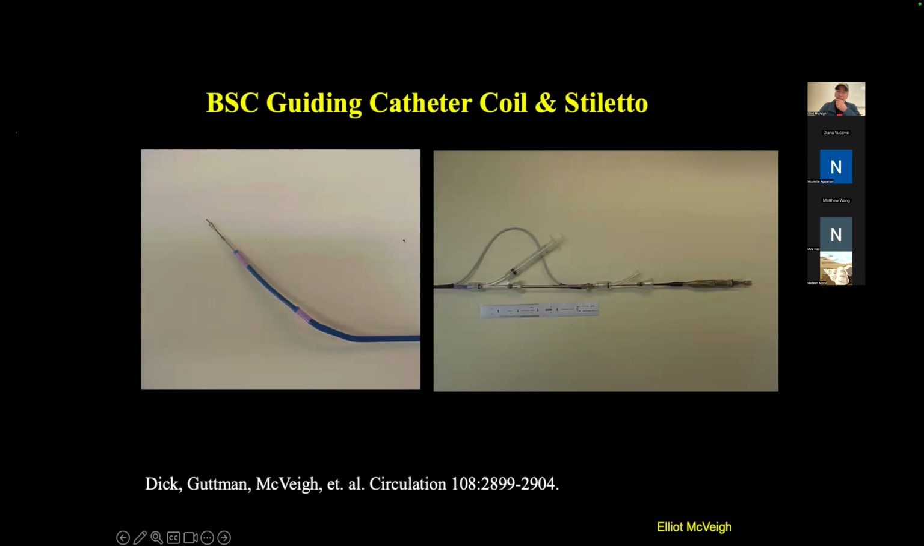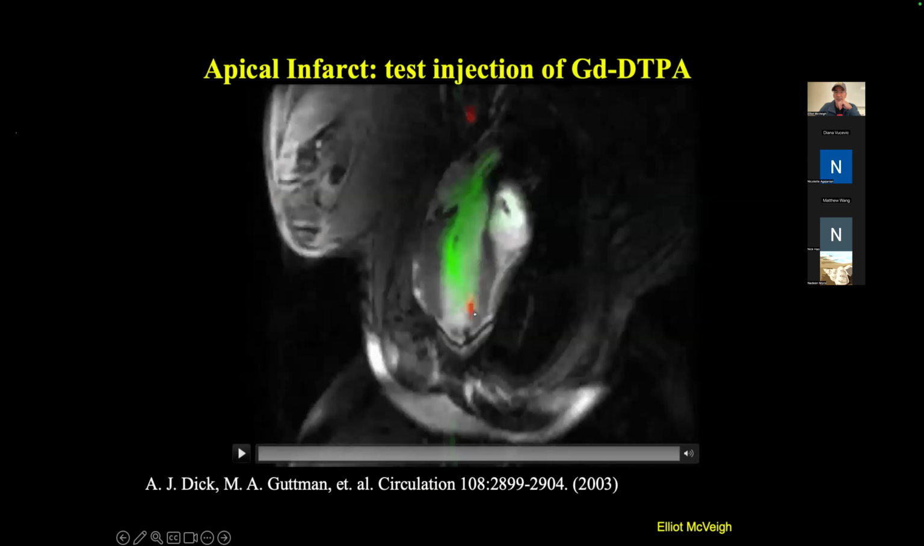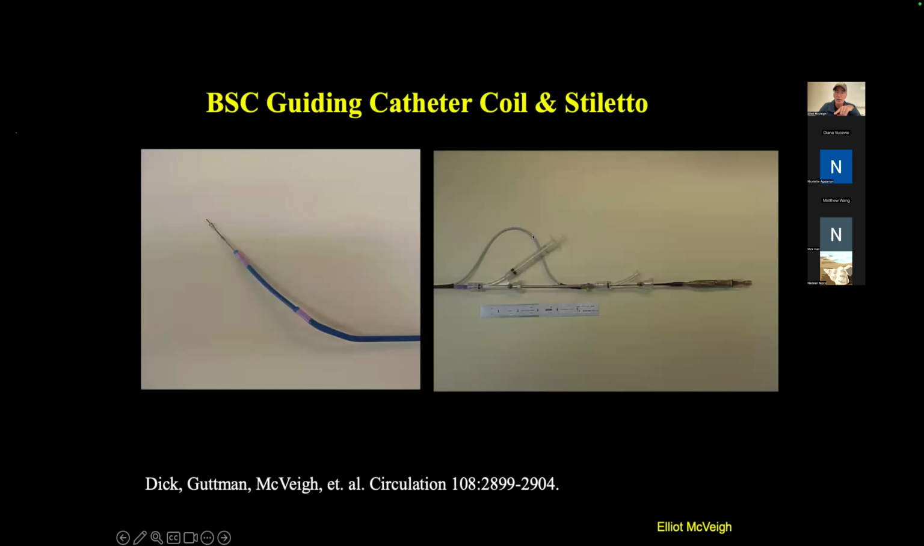The other thing we did in interventions was we created these needles that you could see under MR guidance. Essentially, this is a classic stiletto catheter. It was just a clinical catheter, made by Boston Scientific.